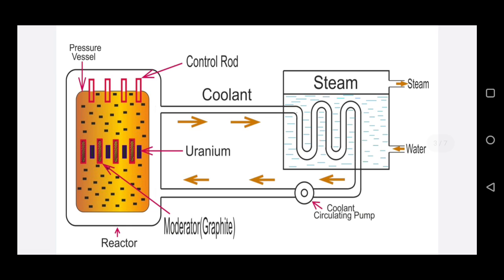When 1 kg of uranium 235 is converted by nuclear fission reaction, it gives approximately 3 million times the energy of 1 kg of coal burned conventionally. So the nuclear reaction is carried out in the reactor core. The reactor core contains the control rod, moderator and pressure vessel. Everything is placed inside the reactor core.